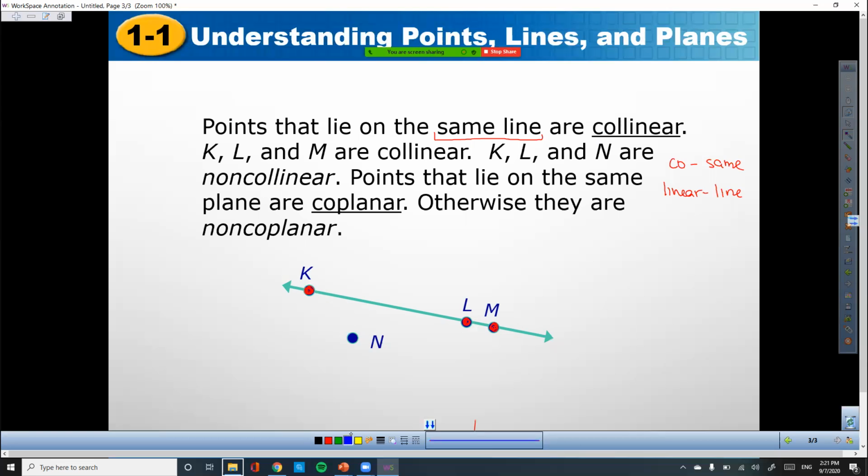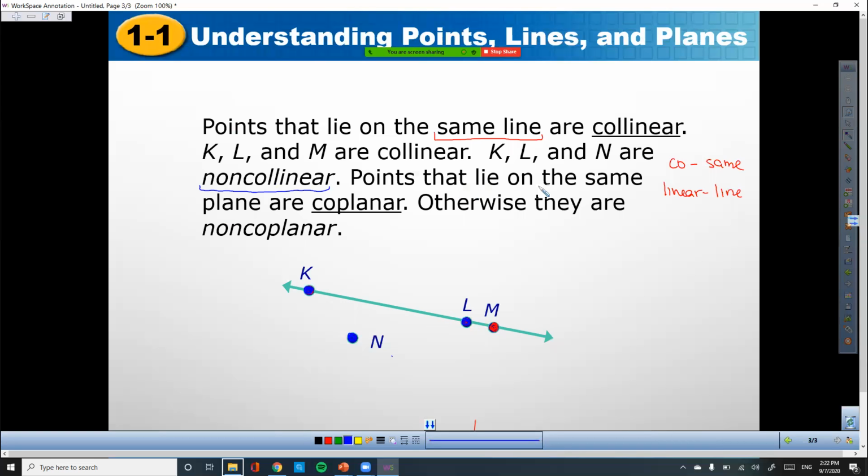Unlike if I were to look at points K, L, and N, these would be non-collinear points because they're not on the same line. That's what non-collinear means. Non-collinear means the points that are not on the same line. So for example, here, K, L, and N.